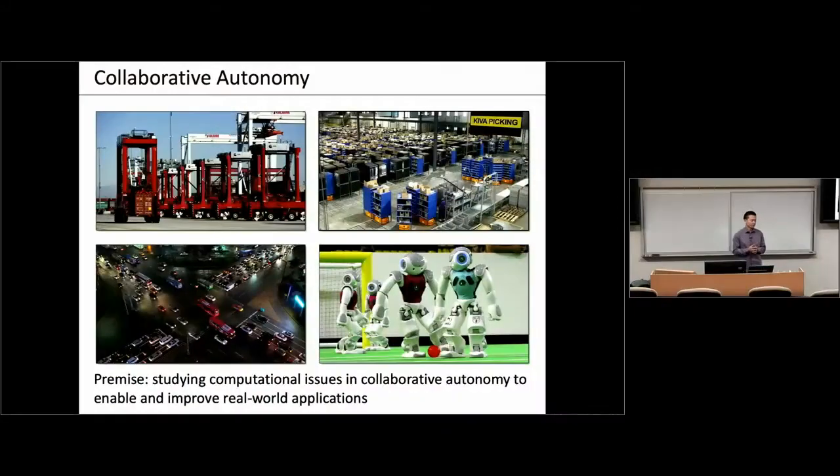Okay, so the premise behind our study of collaborative autonomy is really to hopefully eventually enable and improve real-world applications. Today, we actually, in some sense, have a good theoretical grasp, as well as a bunch of computational tools, when it comes to dealing with optimality issues for single robot or single agent systems. For example, if you want to get from point A to point B, you can just put that information into your phone's GPS.